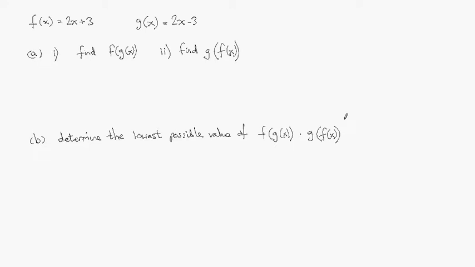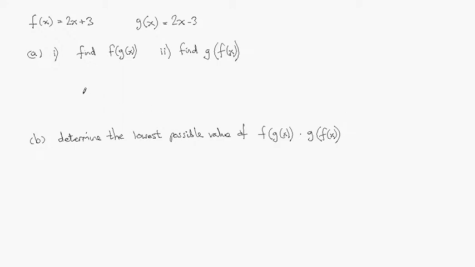This is 2006 paper 1 question 3, and in part A there are two sections. First we have to find the function f of g of x, given that f of x is equal to 2x plus 3 and g of x equals 2x minus 3, and secondly to find g of f of x.